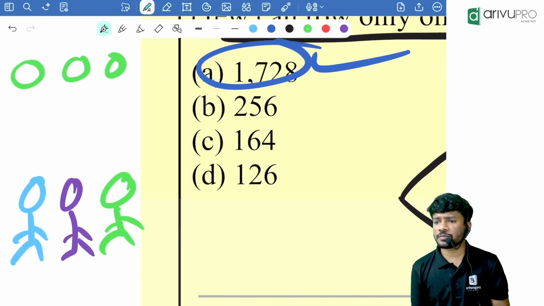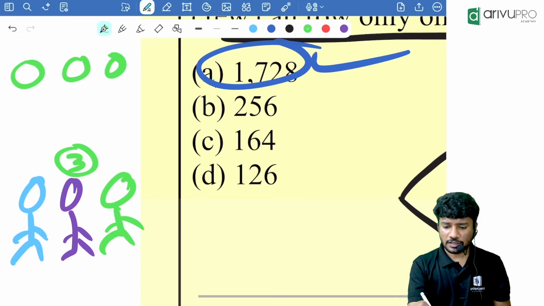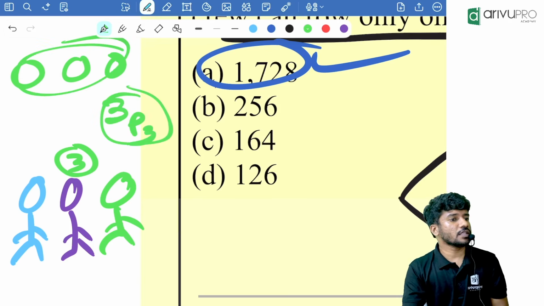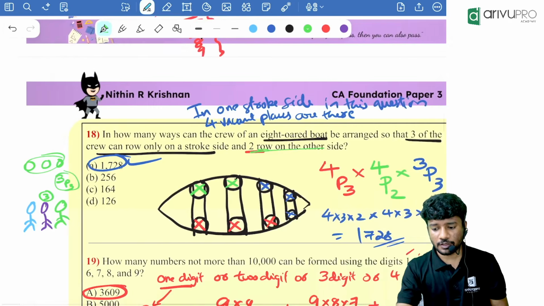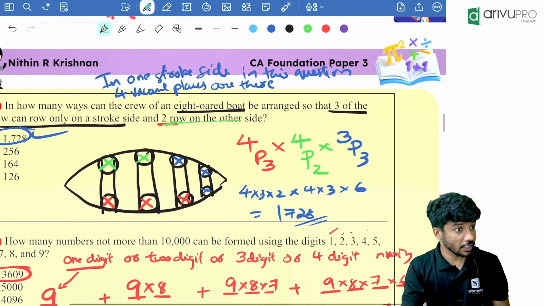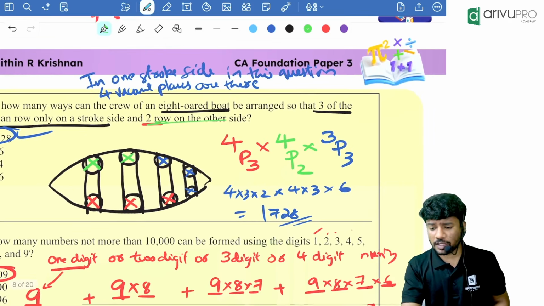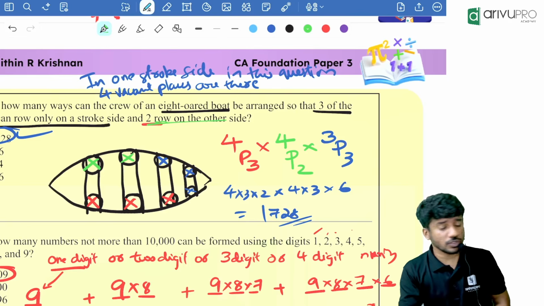How many ways can they be seated? 3 people are there. 3 vacant places are there. They can be seated in how many ways? 3p3 ways. Are you getting the point? That's how it became 3p3. Three remaining places are there, 3 people are there. So they should be seated in what way? 3p3 ways. That's how it is.